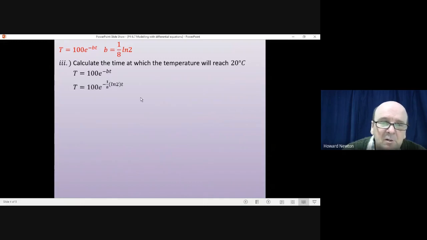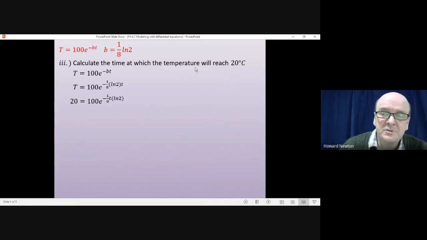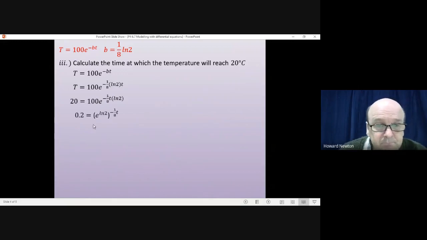Okay, let's have a look. So here we've substituted in the value of b, 1/8 log 2. And here we've substituted in the temperature that we're interested in. We want to know when the temperature will be 20 degrees centigrade. And now we need to solve that. Dividing by 100 gives us 0.2 on the left-hand side. And here we're using a power rule. You've got e to the 1/8 t times log 2. Using the rule for powers, that's the same thing as e to the power of log 2 all to the power of minus 1/8 t.